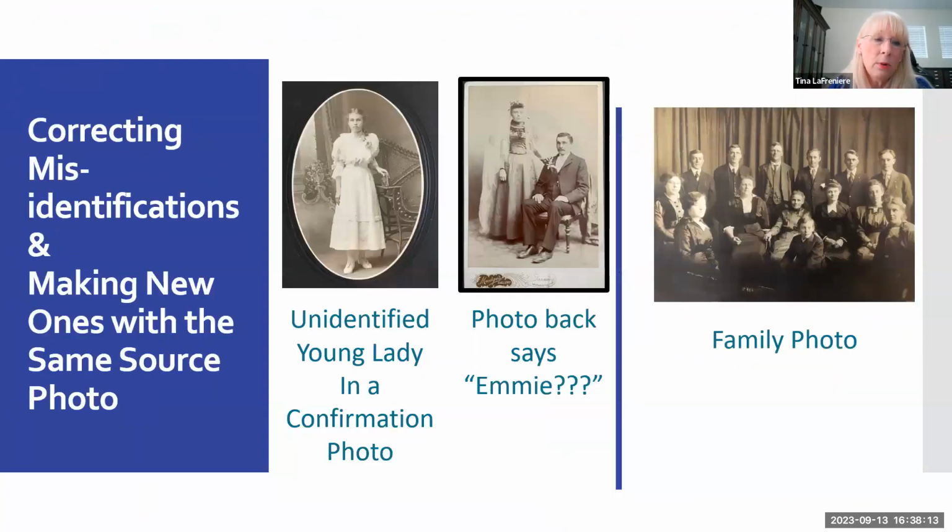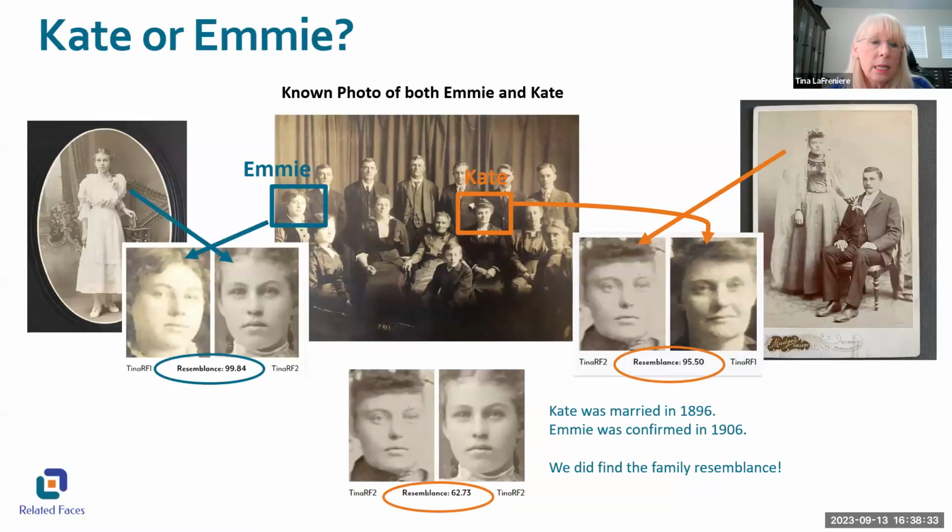During that same time when I was working on the bride and groom photos, I loaded the photo of the girl in the confirmation apparel, which had nothing written on the back. That same family photo helped me identify the young girl and helped me understand why Kate's wedding photo says Emmy on the back. On the left, you can see the pairing showed me that the confirmation girl is actually Emmy. But the bottom photo, Related Faces, showed me that the 2 sisters really do look quite alike.